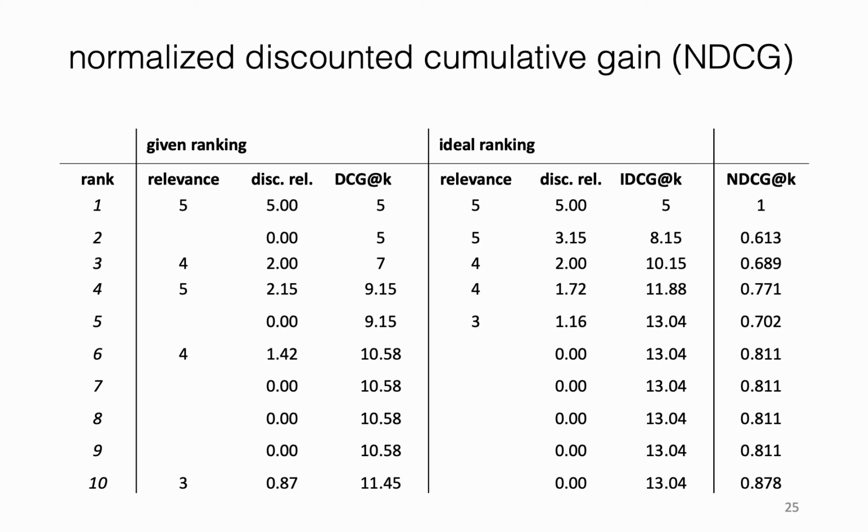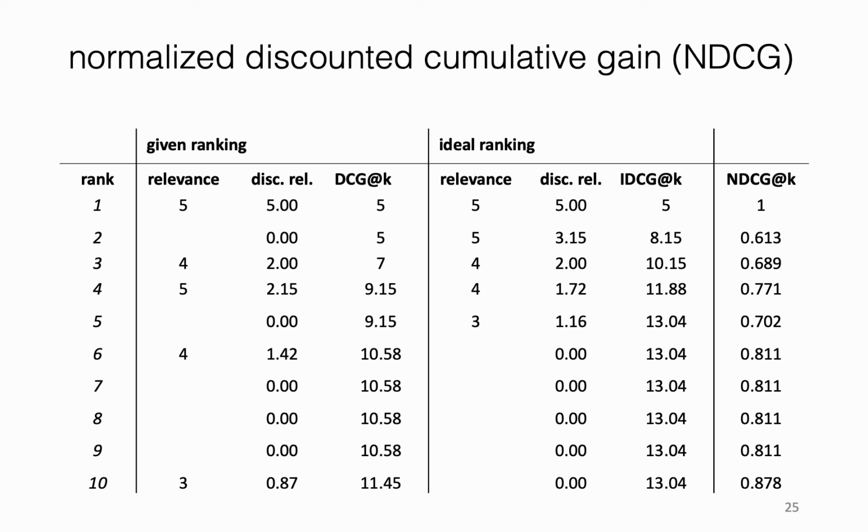Let's see an example. The first column shows the ranks from 1 to 10. The given recommendation list is shown in the next columns. Here, there are 5 relevant items placed at ranks 1, 3, 6, and 10. The second column shows the relevance score of each relevant item. The third column discounts the relevance by their rank. The column DCG at k sums up the discounted relevance up to a rank.